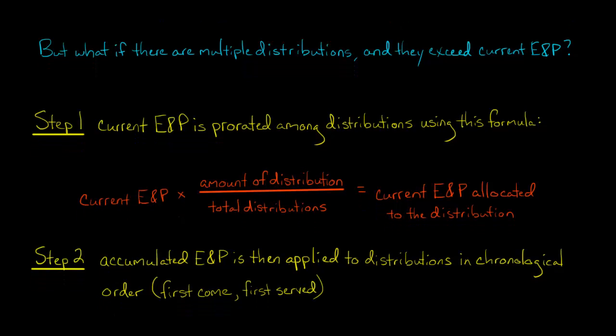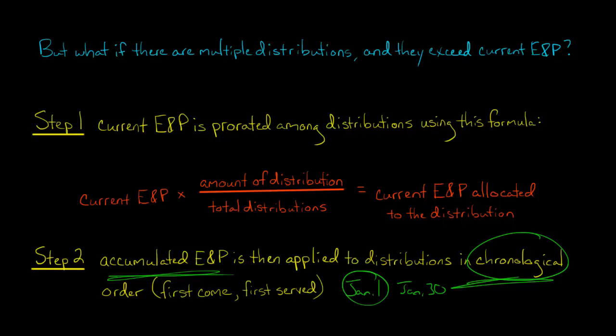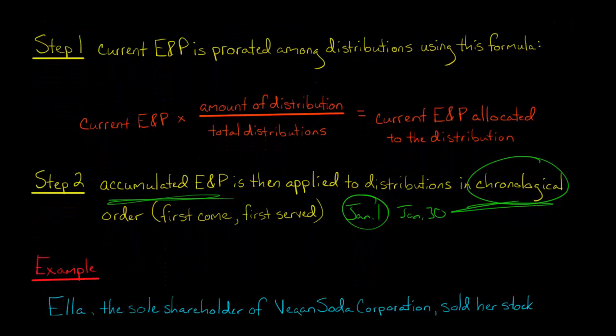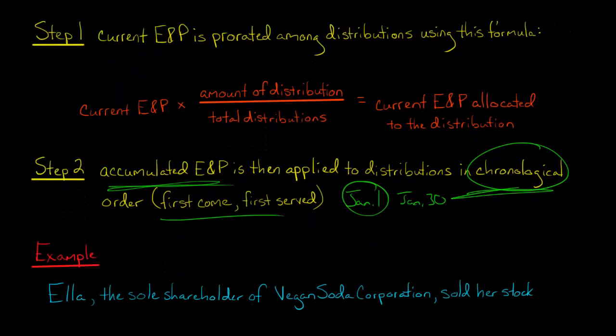Then after we have allocated current E&P to the different distributions during the period, let's say we start with the first distribution because we're going to do it in chronological order. So we basically say, okay, how much of the current E&P was allocated to that distribution. Then next we go to accumulated E&P. And when I say chronological order, I mean that if there was one distribution that occurred on January 1st, and then another one a few weeks later on January 30th, we'd first apply the accumulated E&P to the first distribution. Okay, so the earliest one that took place during the year. First come, first served.